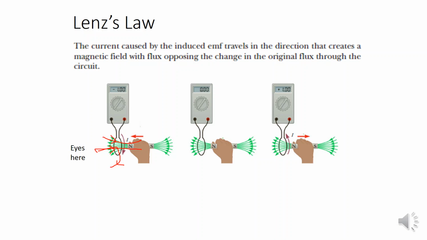So how? The induced current here will create a flux with the same direction, adding back. So the flux will be like this, same direction. You curl your forefingers like that, with the same direction as this. So the induced current will be directed upward.